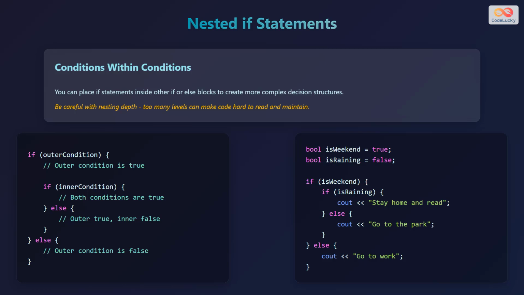Here's an example. We declare a Boolean variable named isWeekend and set it to true, and another Boolean variable named isRaining set to false. The outer if statement checks if it is the weekend. If it is, the inner if statement checks if it is raining. If it is raining, the program prints "stay home and read." Otherwise, the inner else block executes and prints "go to the park." If the outer if condition is false, the program executes the outer else block and prints "go to work."